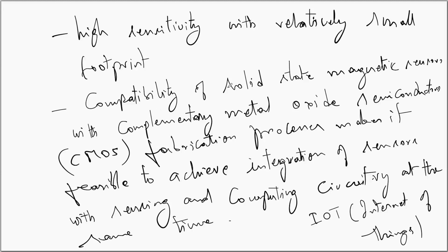There is a compatibility of solid-state magnetic sensors with the complementary metal oxide semiconductors. CMOS materials are used to process the signal. Because of the compatibility between the solid-state magnetic sensors and the CMOS devices, one can develop the sensor along with the sensing and processing mechanism on the same chip at the same time.